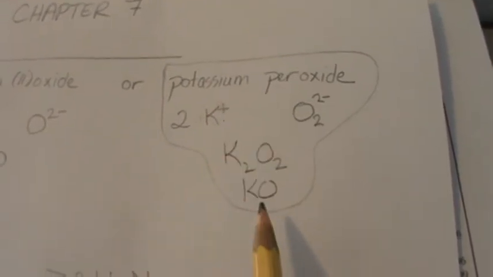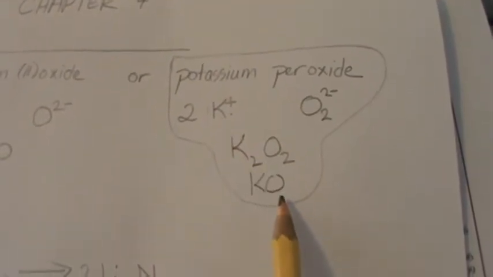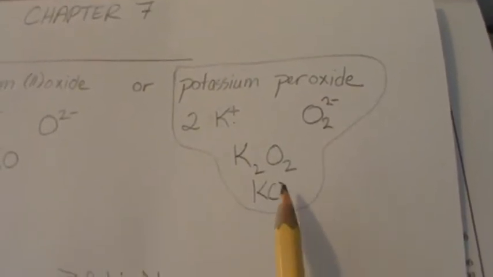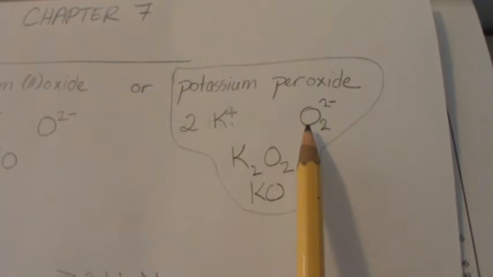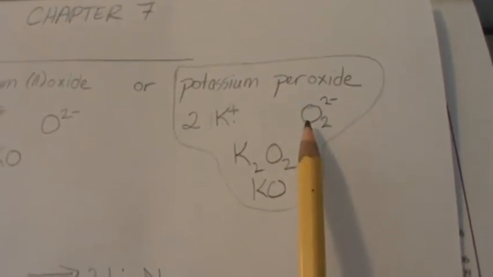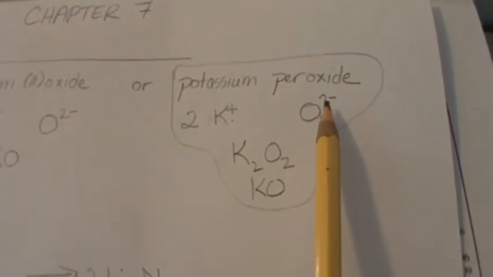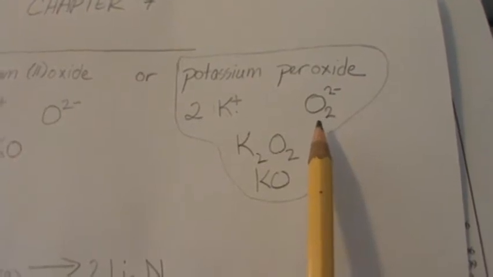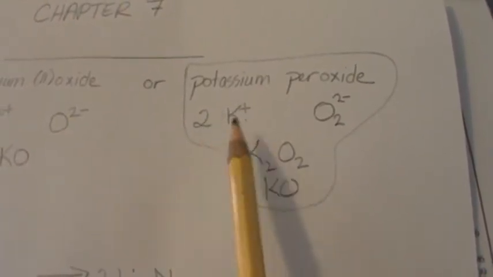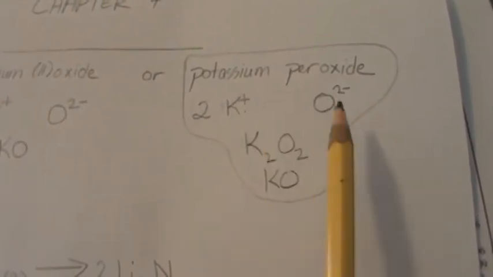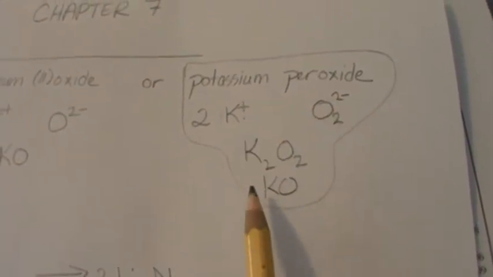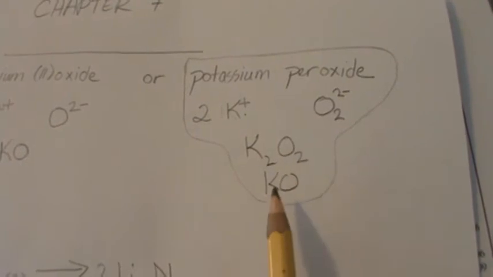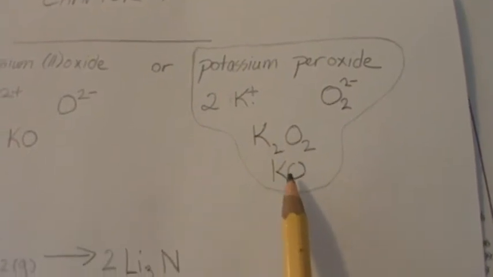So in order for something to have an empirical formula of KO, then we also need an O1 minus. And O1 minus is really a peroxide, which is two of them, O2 2 minus, with 1 minus charge on each oxygen. So that would mean that we would need 2 K plus and 1 of the O2 2 minus ions, and this would balance each other out to K2O2 with an empirical formula of KO.